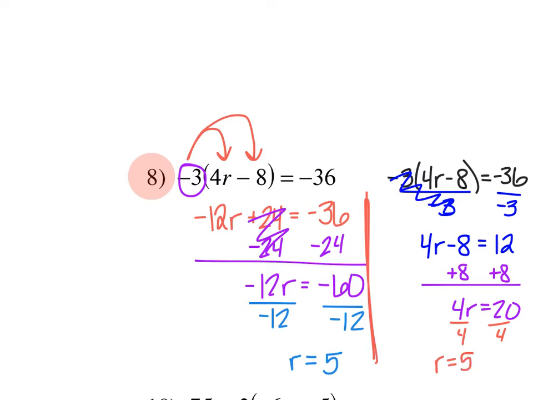So there's two ways that you can solve a problem like that. If the entire left side or right side is being multiplied by a number, you can divide that entire side by that number, and that cancels out the distributing and means that we don't have to do that anymore. So two ways that you can do the same problem. It does not matter which way you do it.